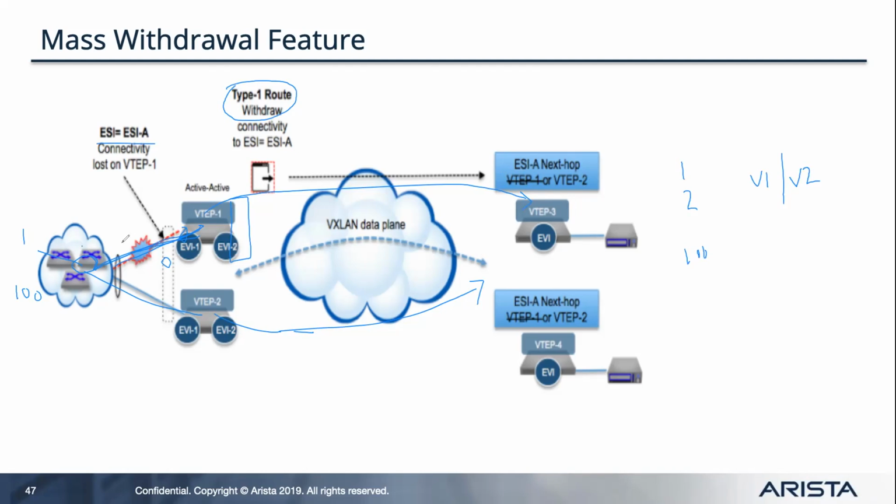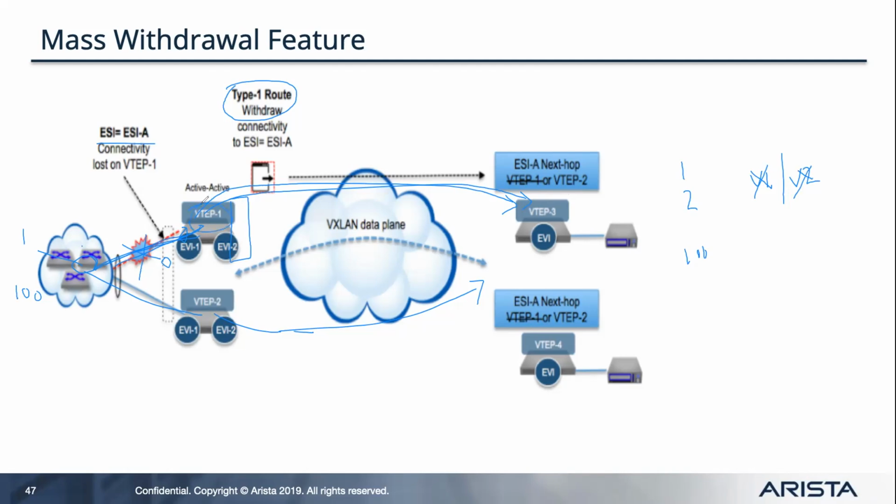Now, let's say this link goes down. What will happen? Now you have to send 100 withdrawn routes for this to VTAP 3, so that you remove VTAP 1 from the table. But what will happen if you remove the type 2 route? Then this route also will go, because the only source of the type 2 route was VTAP 1.